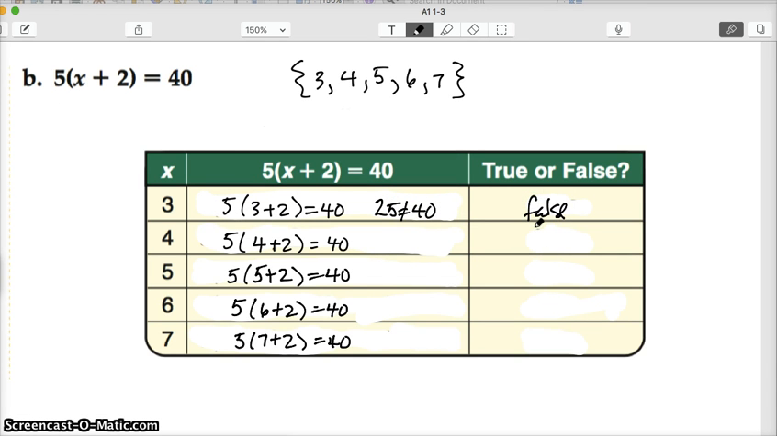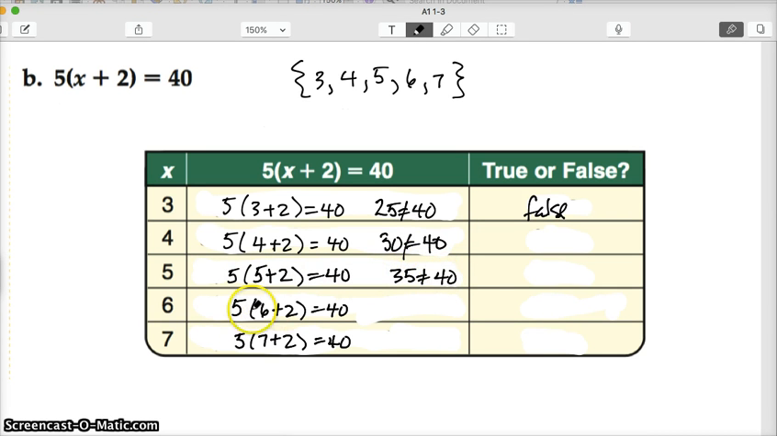Here 4 plus 2 is 6. 6 times 4 is 30. So we get 30 equaling 40? Not at all. Five times 7 is 35. So clearly this is not a solution either.